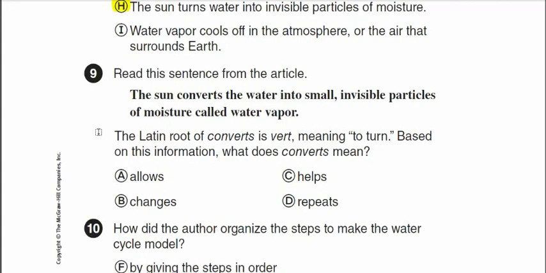After that, number 9, read the sentence from the article. The sun converts the water into small invisible particles of moisture called water vapor. The Latin root of converts is vert, meaning to turn. Based on this information, what does converts mean? Allows, or changes, or helps, or repeats. Of course, to turn is close to change, so it will be letter B.